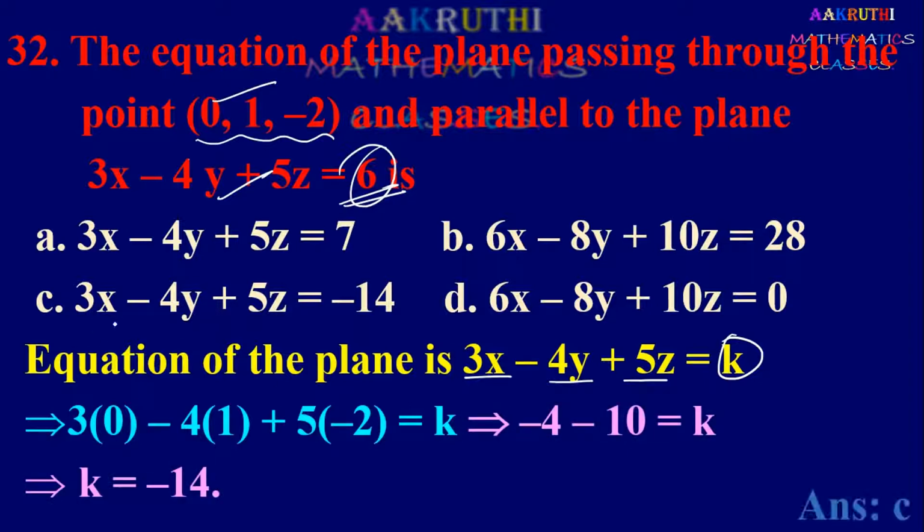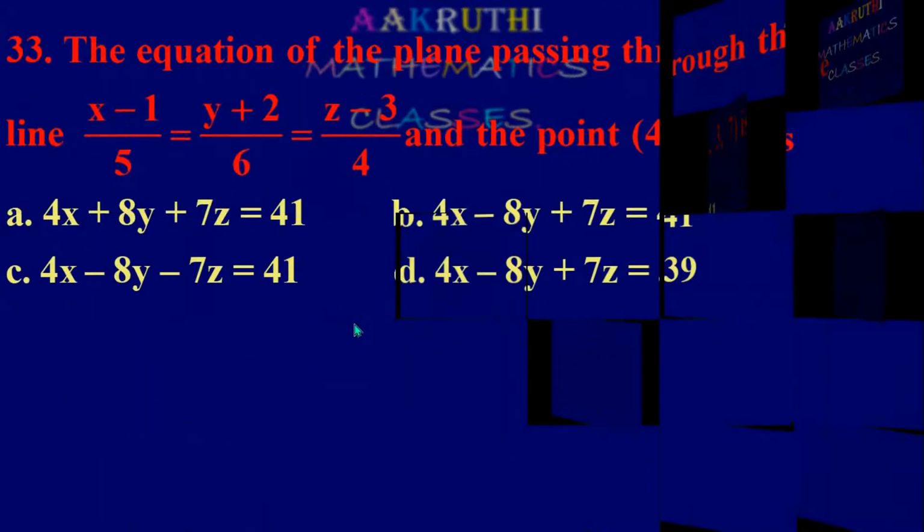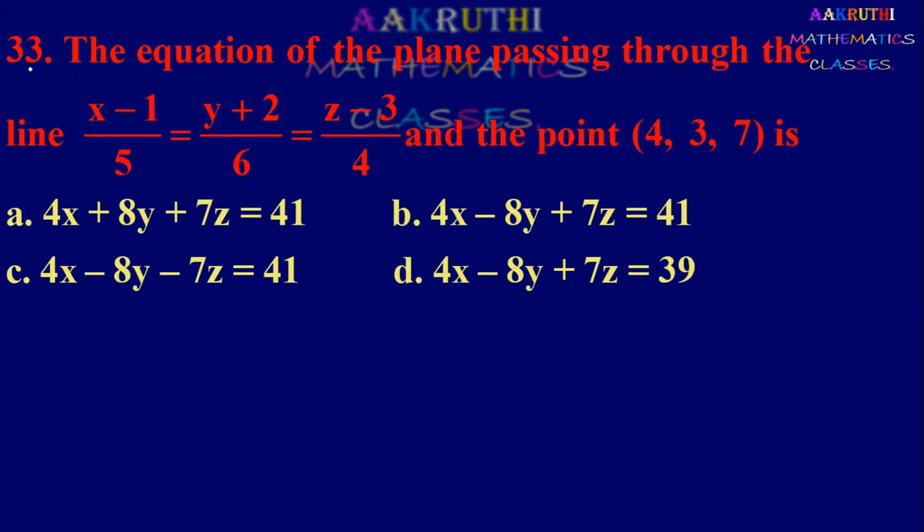Therefore here the required plane is 3x minus 4y plus 5z equal to -14, which is option C. When two planes are parallel, only the constant changes. So therefore the required plane is 3x minus 4y plus 5z equal to -14, which is option C. So next, it is question number 33.